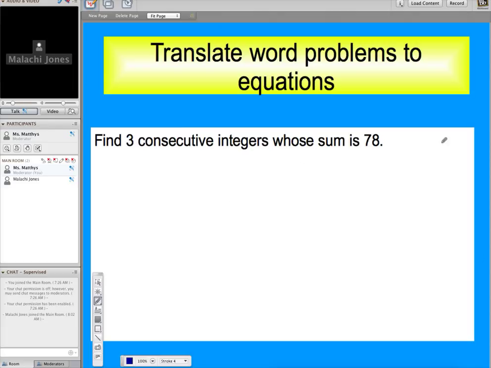It means, like, 3 numbers that are increasing by 1. And the sum of those 3 numbers are 78. Very good. So let me ask you, let's call the first one x. If my first number is x, what's my second number?